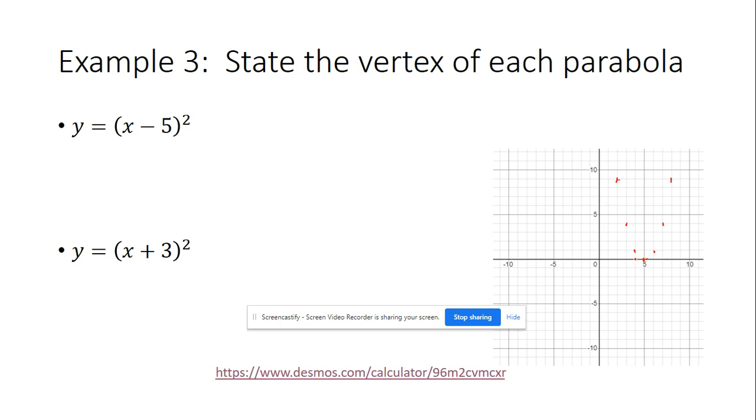Same thing going to the left. If I go 1 to the left, it's negative 1. Negative 1 squared is 1, so I'm going 1 up. Negative 2 squared is 4. Negative 3 squared is 9. And my graph looks like this.